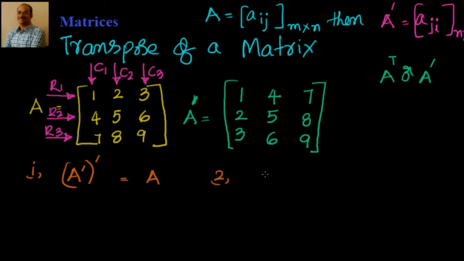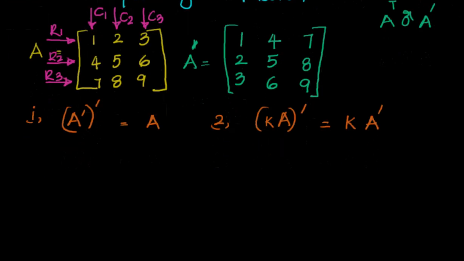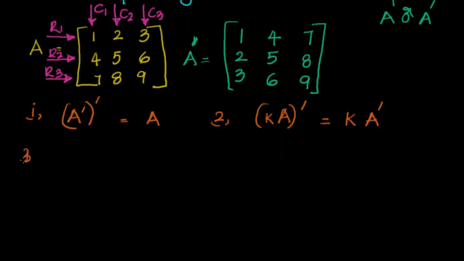Not only that, we also know that if you have a constant k, you multiply with A and then transpose everything, that's nothing but equal to k into A transpose. That also we know. Let's go to one more property. If you have two matrices A and B and you try to find out the transpose of their sum, that is nothing but equal to individually summing up the transposes of those two matrices. So A plus B transpose is nothing but equal to A transpose plus B transpose.